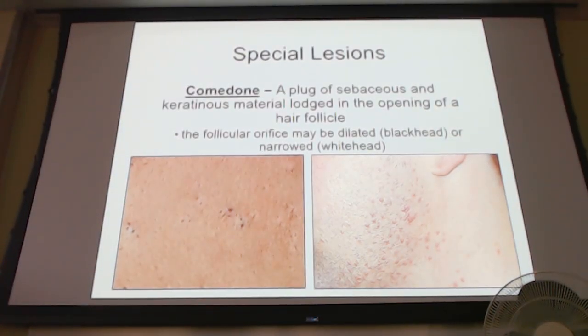Comedone. You know, we've seen all that with acne. So a plug of sebaceous and keratinous material lodged in the opening of a hair follicle. So that's that hair hole. We can have it black head, we can have it white head. So it just depends on what the process is progressing through. So that's a comedone.